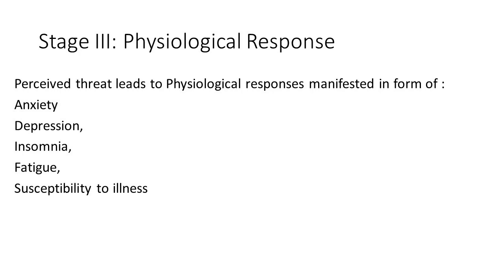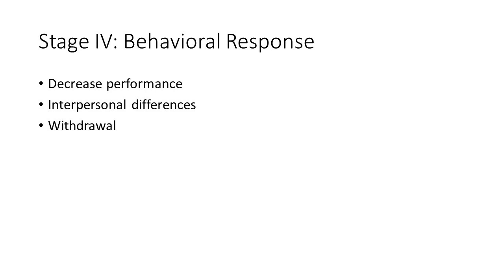And from the physiological response, the most dangerous situation, the final stage according to Smith, is stage 4, wherein they start reflecting the behavioral response. This is the fourth stage wherein they start showing a decrease in performance. They start having many interpersonal differences, and we see the withdrawal of the athlete from sports performance. We start seeing absenteeism, late attendance in training sessions, or to a larger extent, stopping or discontinuing the sports training activities. So this is how burnout happens.